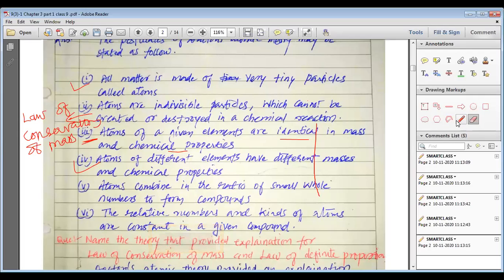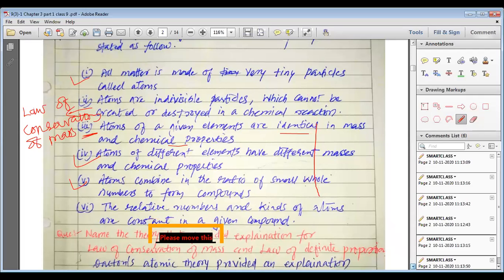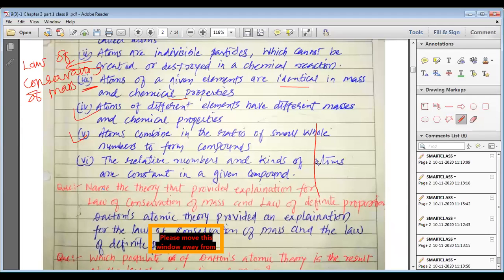The next topic that we have is where we study about the atoms combine in a ratio of small whole numbers to form compounds. And then we have the next topic, or the sixth point of Dalton's atomic theory. The relative number and kinds of atoms are constant in a given compound. This actually represents the law of constant proportion. So the sixth point represents the law of constant proportion.